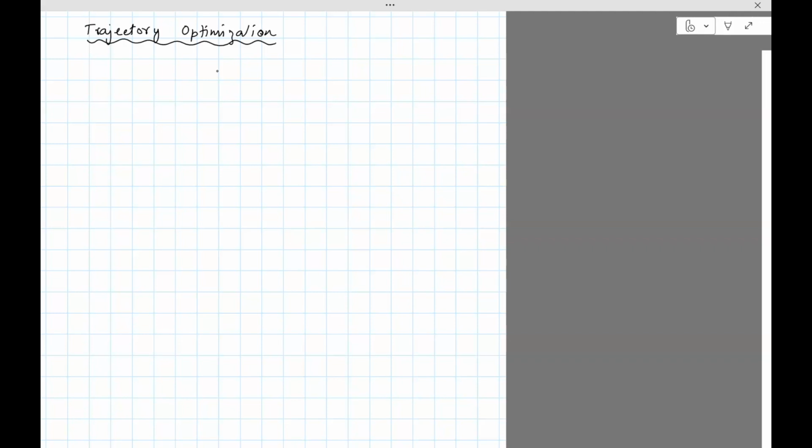Okay, so the broader question we're going to ask in this section is we want to go from point A to point B.